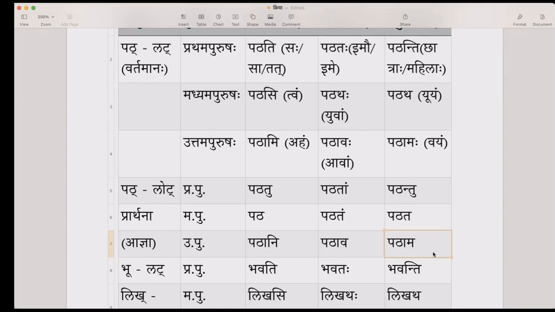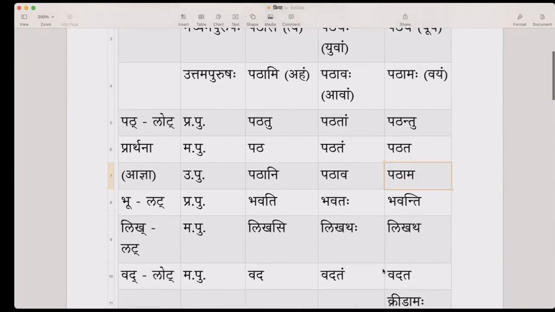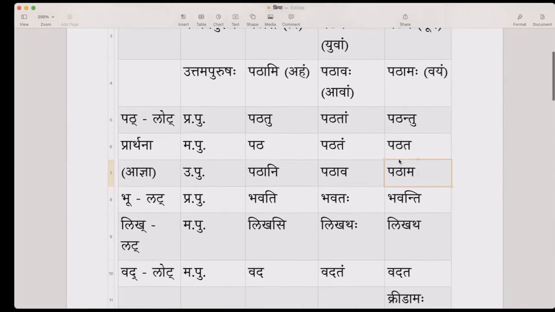Vad becomes like patati, patata, patanti, vadati, vadataha, vadanti. Or patatu, patatam, patantu become vadatu, vadatam, vadantu. So just substitute. Most of the time you will get it. Like 70% of the time it will work.